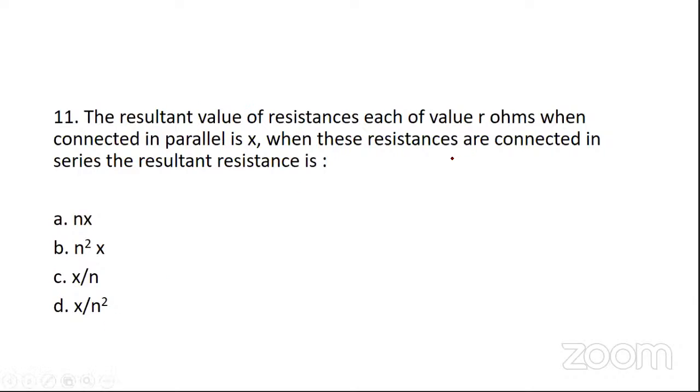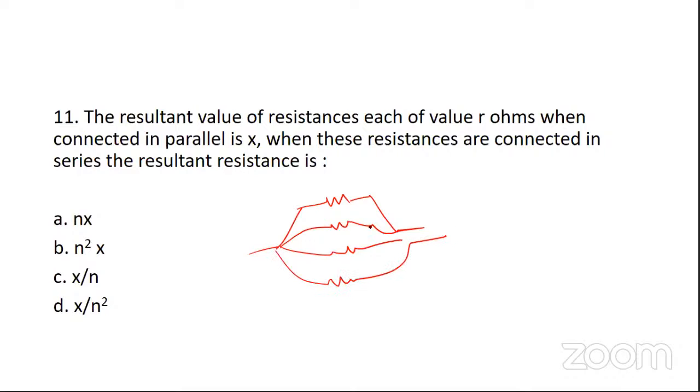See, what this question is saying is some resistances of value R are connected in parallel. Yes, that's the right answer, Ayush. Okay. See, some resistances of value R ohms are connected in parallel. It is not given how many. It can be any number. And the resultant value of this is X.